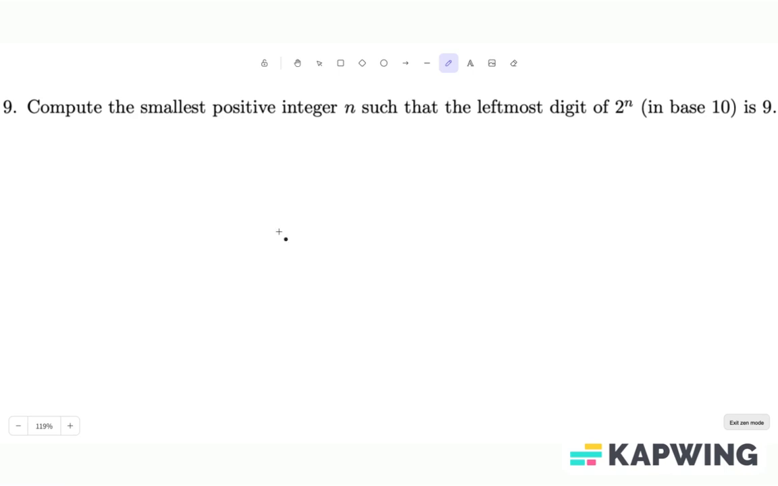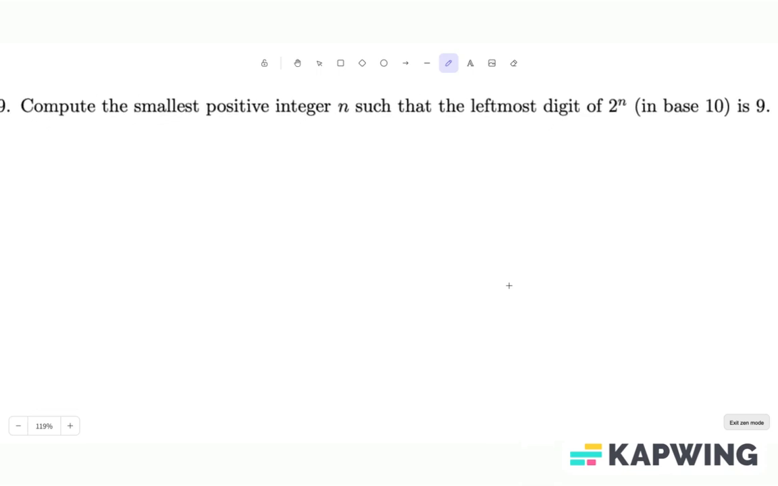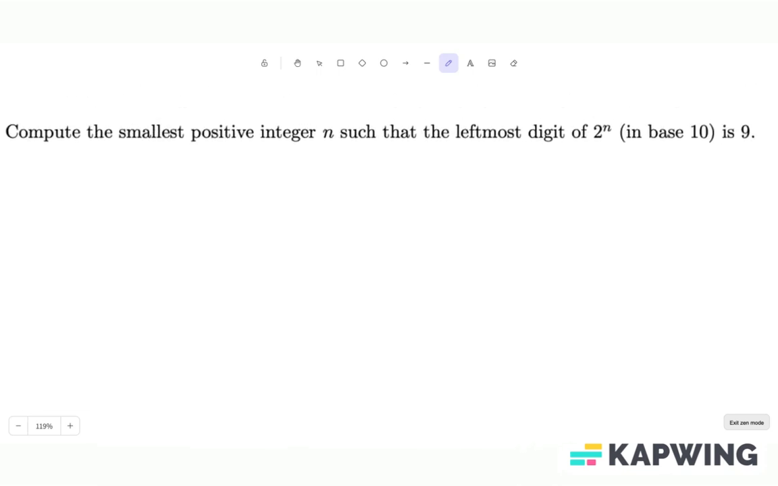Okay, so if you list the first few powers of 2, you have 2, 4, 8, 16, 32, and then eventually something like 1,048,576 at 2 to the 20, but no 9 in sight. So it's not really trivial.